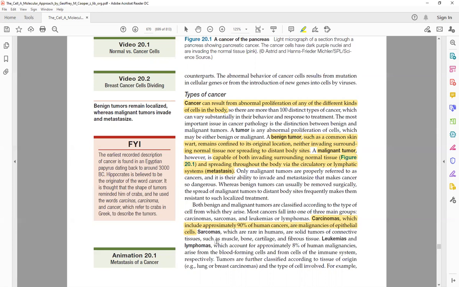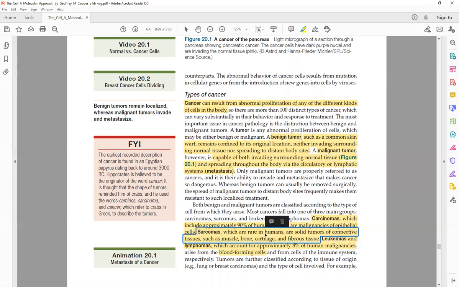Then you have the sarcoma, which is rare in humans. And these sarcomas refer to the solid tumors of connective tissues such as muscle, bone, cartilage, fibrous tissues. These are all referred to as the sarcomas. Then the third one is referred to as leukemia and lymphoma, which account for approximately 8% of the human malignancies. This is the tumor of blood forming cells. So blood forming cells cause leukemia.